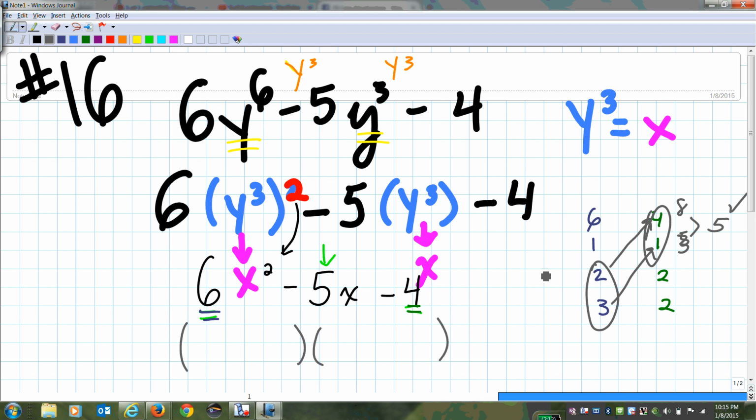2 has to go with the 4. And we know this is a plus minus. And we want the 8 to be the negative because it's negative here. So I'm going to put the 4 here and 2x here. And then I'm going to put here the 3x and the 1.